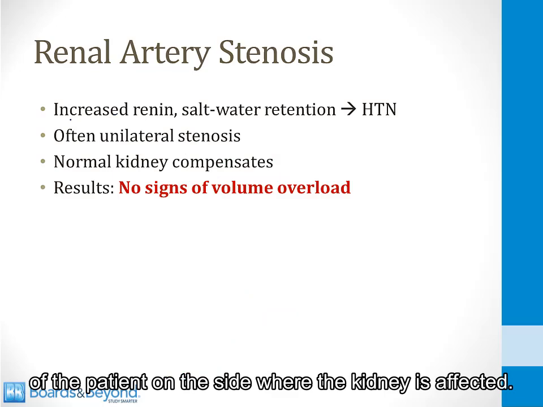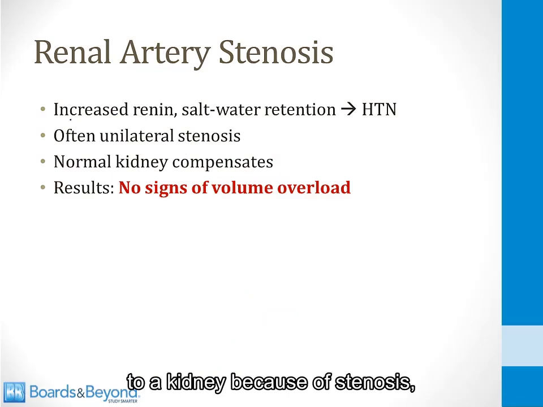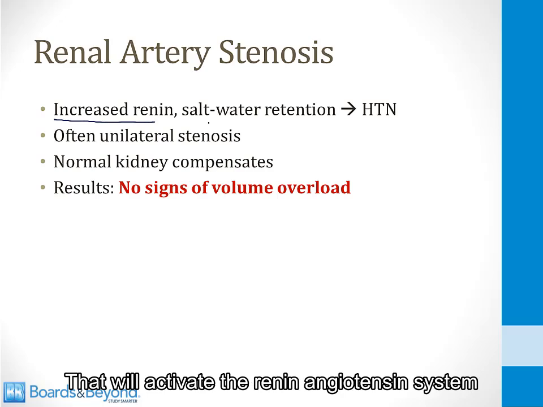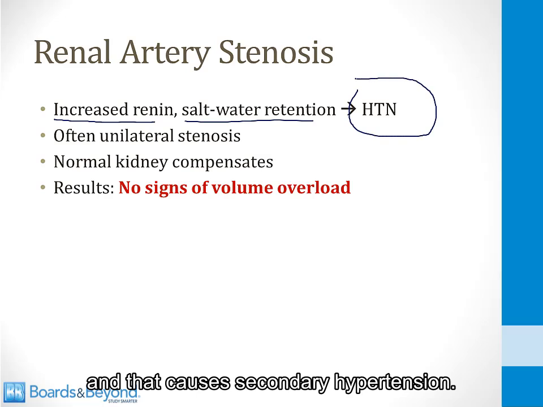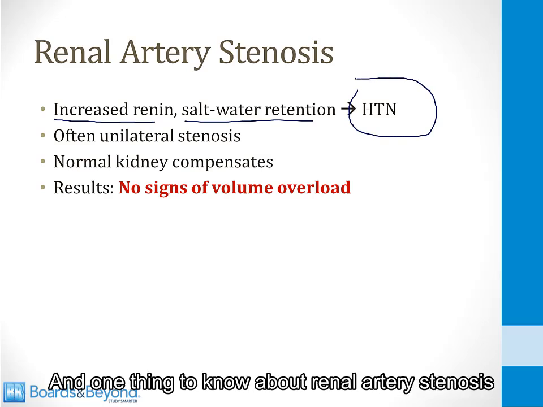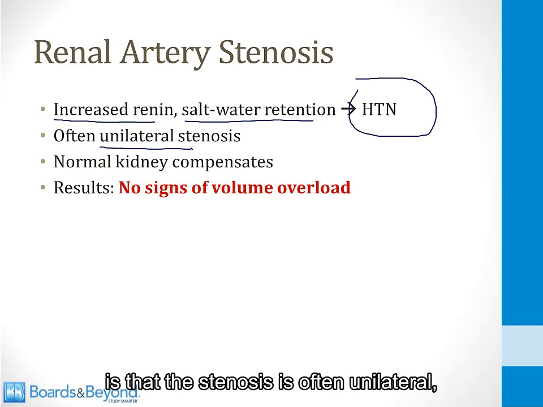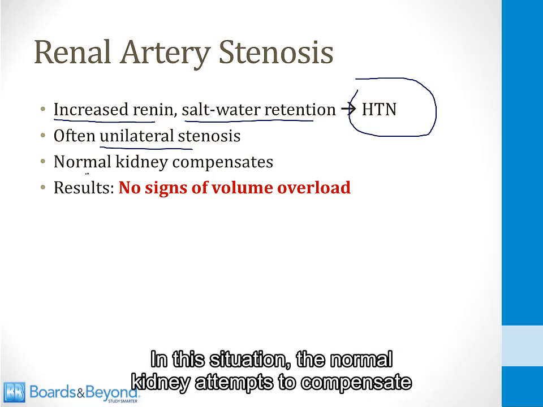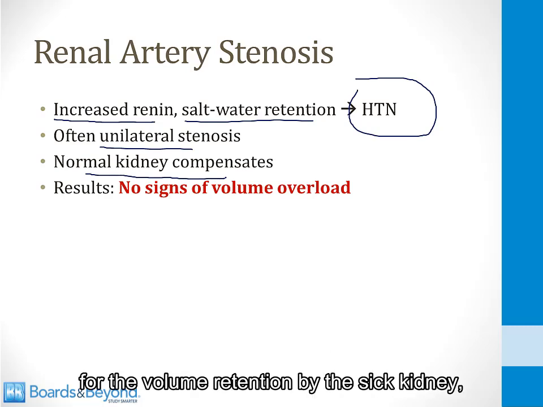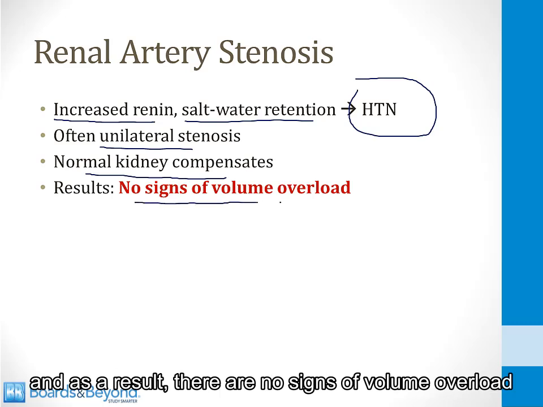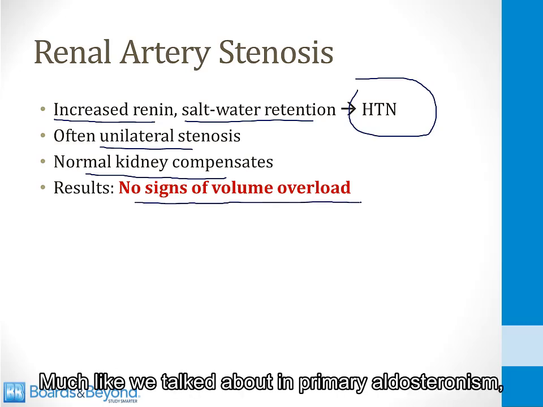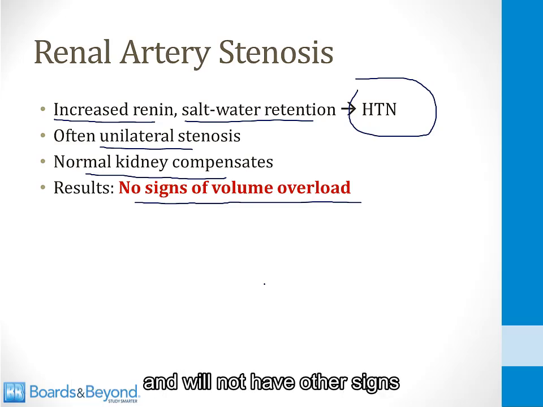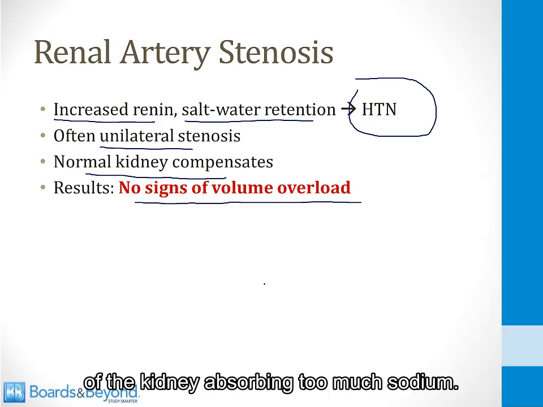As I said before, when there's decreased blood flow to a kidney because of stenosis, that kidney will increase the amount of renin release. That will activate the renin-angiotensin system and lead to salt and water retention, and that causes secondary hypertension. Now, one thing to know about renal artery stenosis is that the stenosis is often unilateral, meaning one kidney has normal blood flow, but the other kidney has decreased blood flow. In this situation, the normal kidney attempts to compensate for the volume retention by the sick kidney, and as a result, there are no signs of volume overload on physical exam. Much like we talked about in primary aldosteronism, this condition can be difficult to diagnose because patients will only have hypertension and will not have other signs of the kidney absorbing too much sodium.